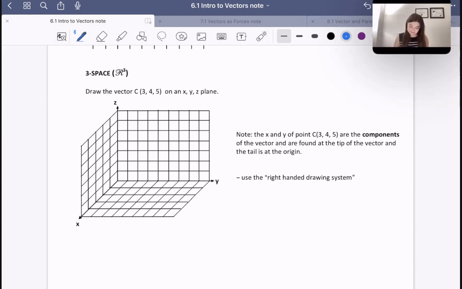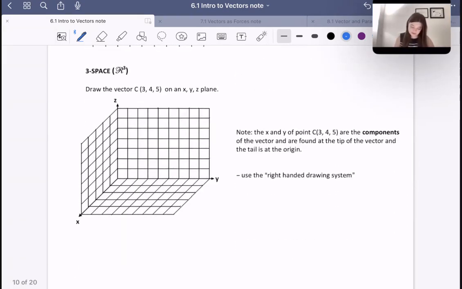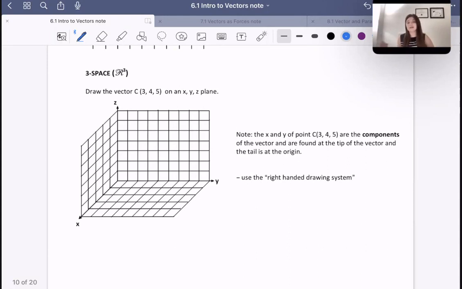Okay, and the way they've drawn the grid is supposed to make it look like there's a third dimension, right? This is a 3D object as opposed to a flat object in this case. So here it says to draw vector C (3, 4, 5) on the XYZ plane. So the other one was pretty trivial. I'm sure for at least 10 years now, you've known how to plot a point on a graph, so that was probably pretty simple. This one might be a bit more confusing, and so I'm going to go over it in a bit more detail as to how we get 3, 4, 5.